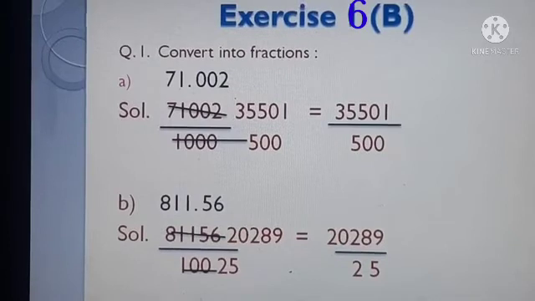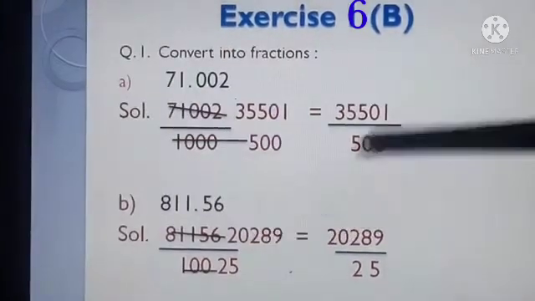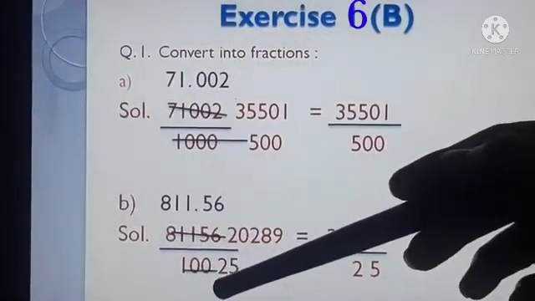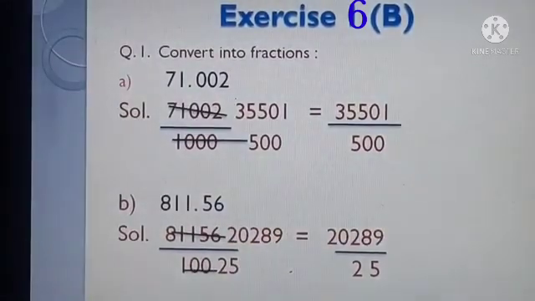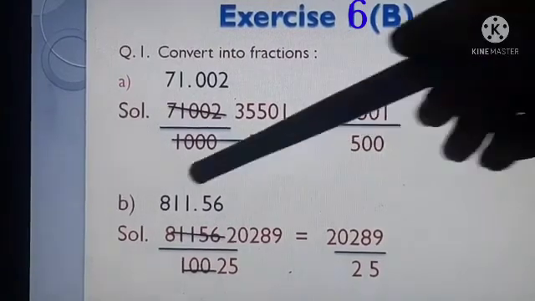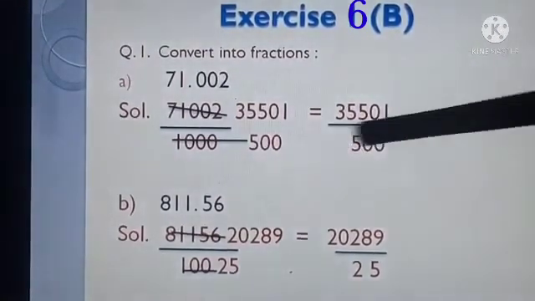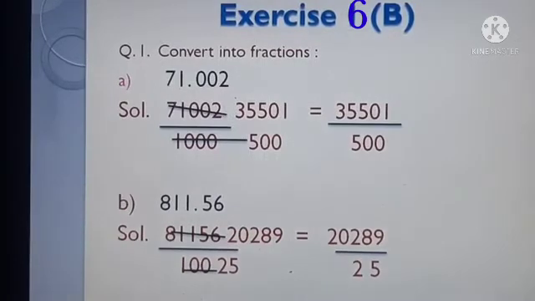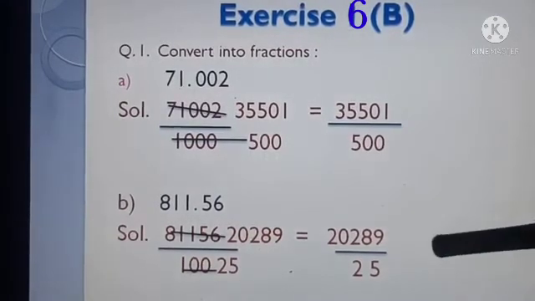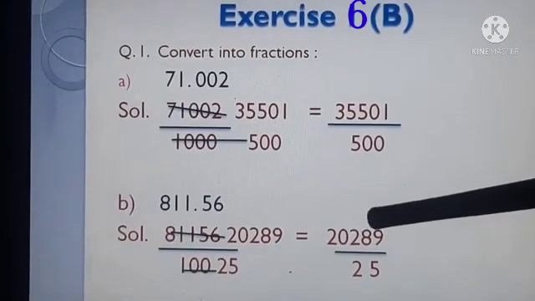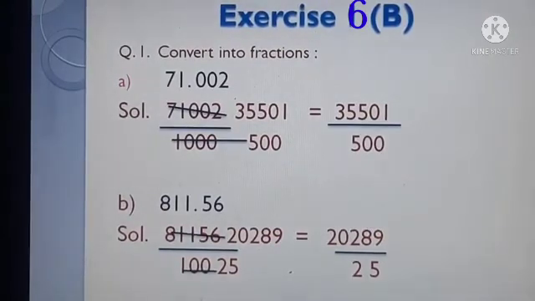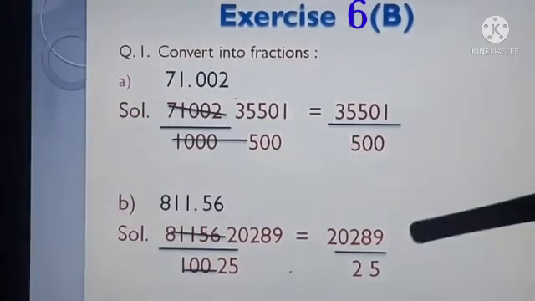Now again cancellation is possible because both the numbers are divisible by 2, and also by 4. If we cancel with 2, we will do it in 2 steps: first cancel with 2, then again with 2. Here I have done it with 4. 100 divided by 4 will give you 25. Right? 81,156 divided by 4 will give you 20,289. So our number will become 20,289 upon 25. This is our fractional number. So we have converted this decimal into a fraction.